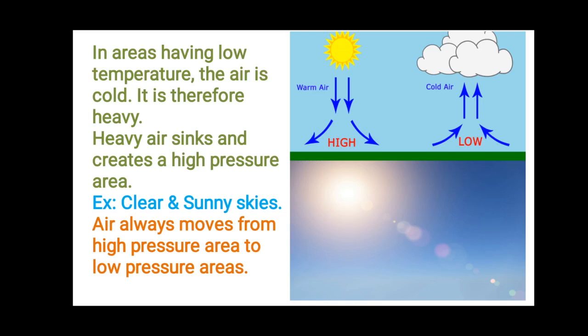Okay. In areas having low temperatures, the air is cold and it is therefore heavy. In some areas, they will have low temperature. It means cool. So there the air will be cold and therefore heavy. The cold air is always heavy. Because it is heavy, heavy air sinks and creates a high pressure area. So high pressure is associated with clear and sunny skies. You can see the lower picture.